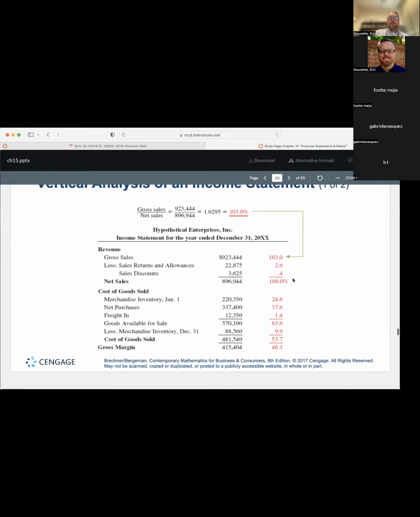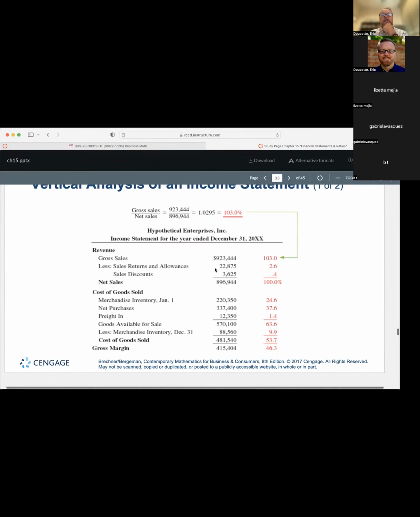All right, so here's a vertical analysis. And vertical analysis, if you notice, they're dividing it by category. So for instance, revenue, they want to compare, in this case, net sales to revenue. So they want to figure out what percentage of our gross sales is net sales, and then what percentage of returns did we get? What percentage of discounts did we give? And so they're basing that all off of net sales.